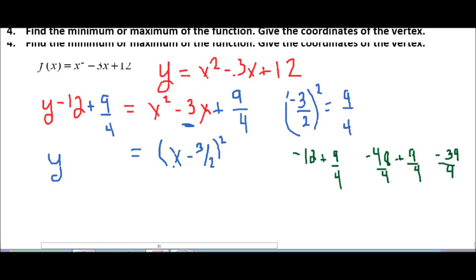Okay, it's a good thing they didn't ask us to graph this one because we really don't want to graph that point. So negative 39 over 4. Okay, so now let's talk about the minimum or maximum. First of all, which way does this parabola open? It opens up because there's a 1 here, which means it's positive, and it opens up. So we have the vertex. We can identify the vertex. The vertex is 3 halves, comma, 39/4.